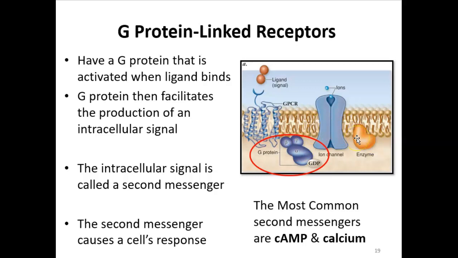This intracellular signal is called a second messenger, and the most common second messengers are cyclic AMP and calcium. They will cause a cellular response.